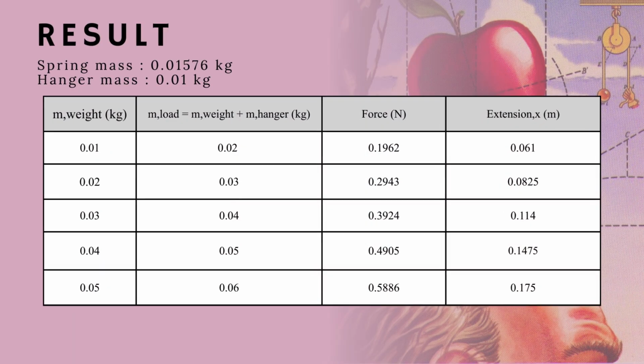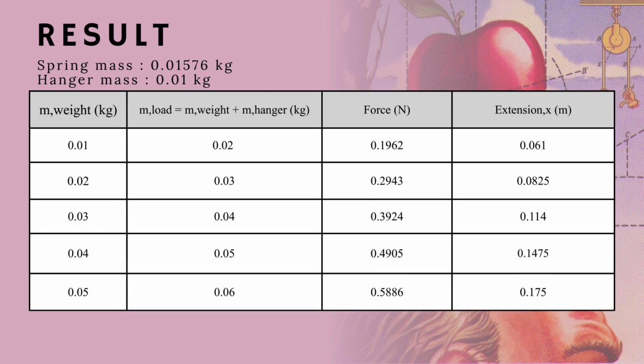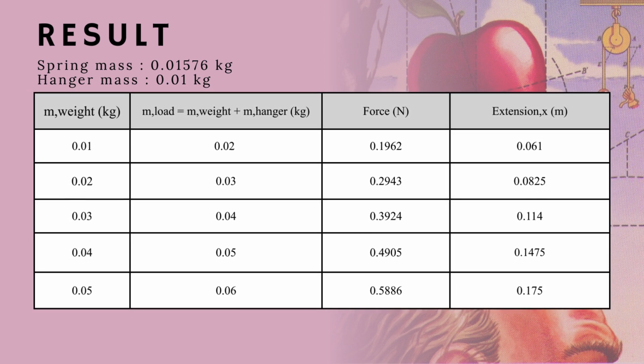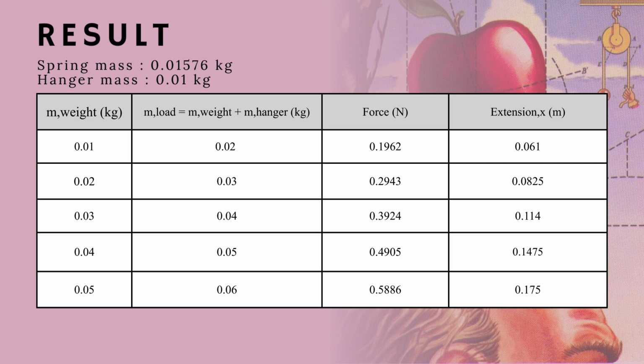Here are the results for our Hooke's law experiment. We have recorded the mass added in kilograms, the calculated force in newtons, and the resulting spring extension in meters. The spring itself has a mass of 0.01576 kg, and the hanger used in the experiment has a mass of 0.01 kg. As expected from Hooke's law, you can observe a clear proportional relationship as the force applied increased. The extension of the spring also increased linearly.